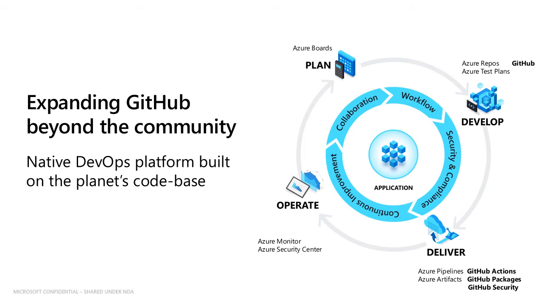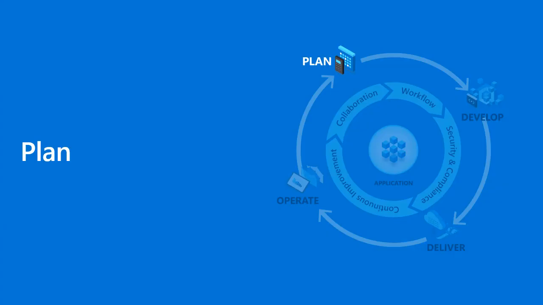Now on the GitHub side, on the develop phase, this is where GitHub collaboration tools come in, as well as GitHub Actions, packages, and security. This is where these GitHub components are used on the delivery phase. Let's talk about plan first. Plan, develop, deliver, and operate.